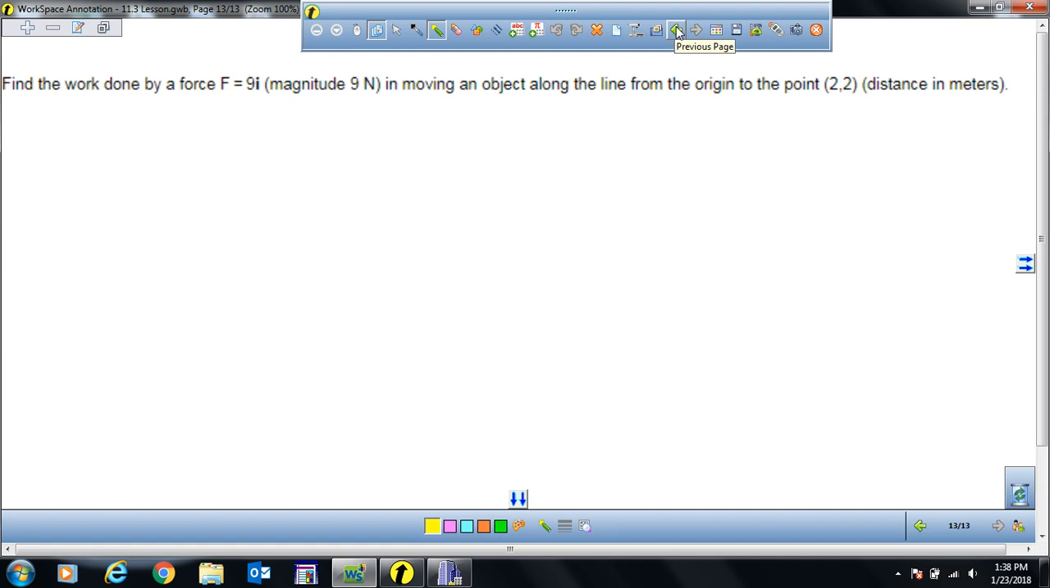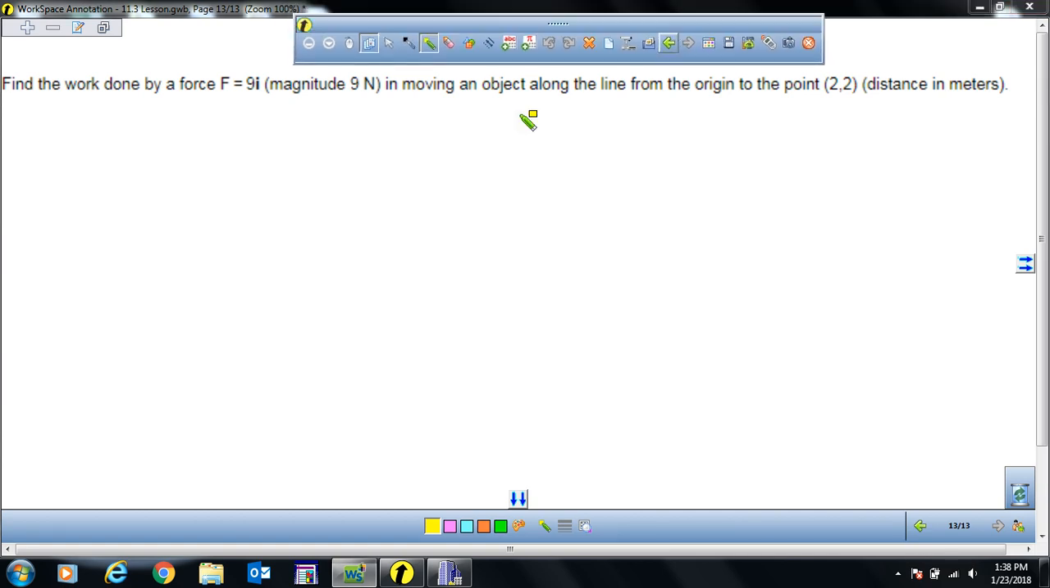Next, this is the last question here on this section. We're going to find the work done by a force of 9i, magnitude of 9 newtons, because it is only going in one direction, right? So if you get 9 squared plus 0 squared, which is my j component, it would be 81, and the square root of 81 gives me 9. So 9 newtons is still the force. It doesn't change, because it is only going in one direction, so that same value is the magnitude.